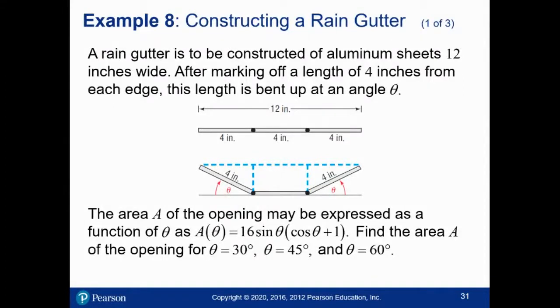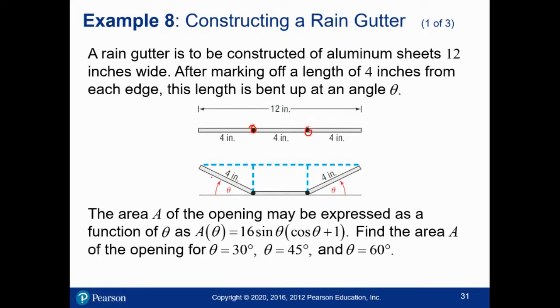So now that we are getting comfortable, hopefully, working with these trigonometric functions, let's try to use them for something. We're going to build a gutter. What we do is take a 12-inch wide sheet of aluminum and bend it at equally spaced points, so we have 4-inch, 4-inch, 4-inch. Then at this point and this point, we just bend it up, and now I have a little gutter.